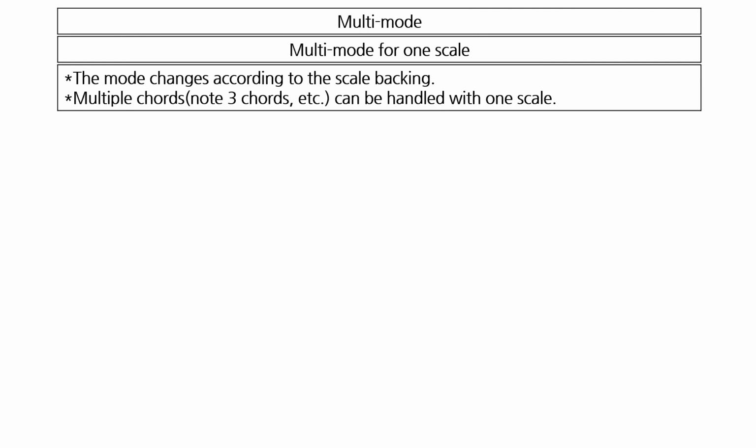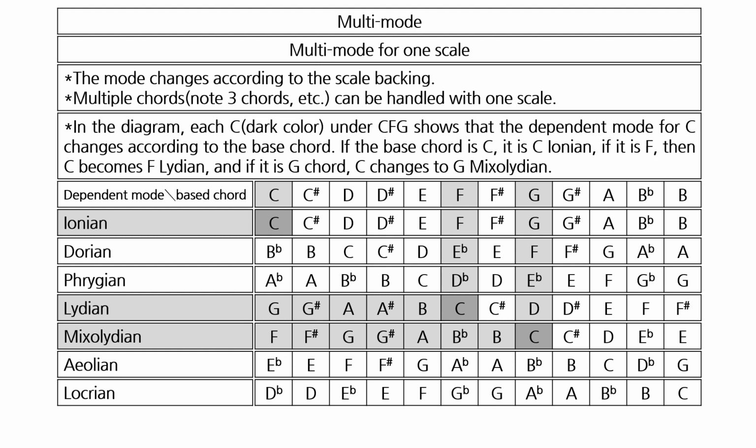Let's look at multimode. Multimode for one scale means that a certain scale changes the mode of that scale according to the chord backing. In other words, this means that several chords, especially the main 3 chord, can be dealt with in one scale. In the diagram, each C, dark color, under C, F, and G shows that the subordinate mode to C changes according to the bass chord. If the bass chord is C, it is C Ionian, if it is F, C becomes F Lydian, and if it is G chord, C is changed to G Mixolydian.